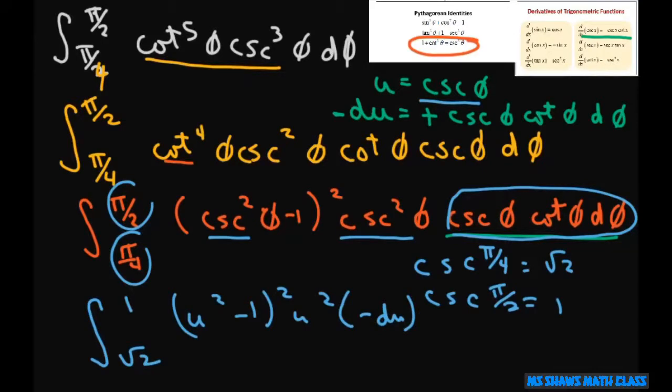Now, since I have this as negative, I can put the negative out here and change that to positive. At the same time, I can change this to positive by switching these two bounds around, which is what I want to do. I want to keep the bigger number at the upper bound. So now I'm going to write my integral from 1 to square root of 2, and go ahead and distribute. You get u to the 6th minus 2 u to the 4th plus u squared du, after I multiplied through.